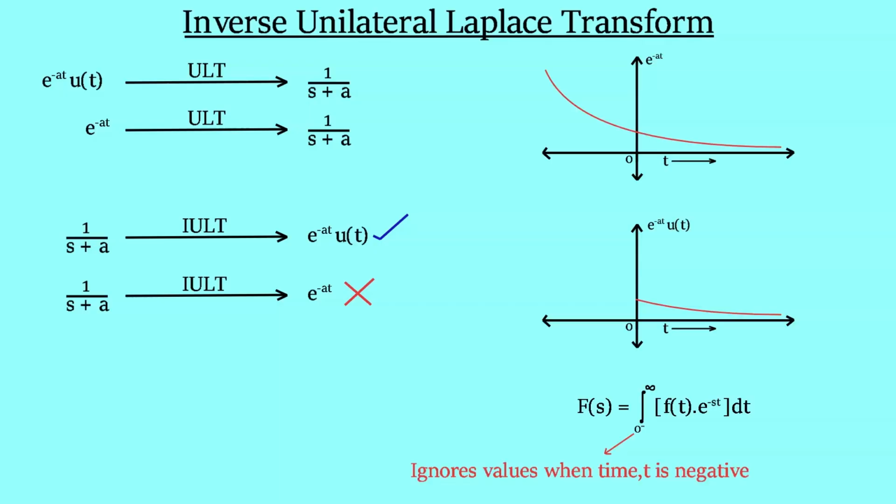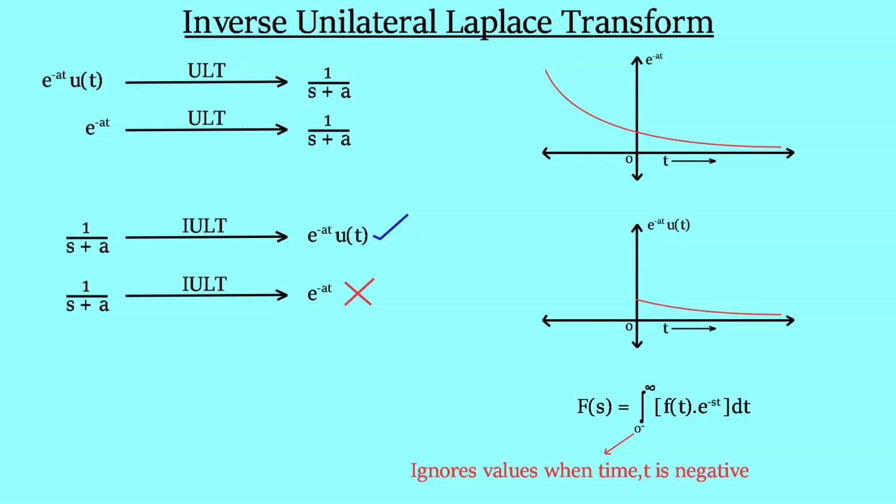This is because if you look at the unilateral Laplace transform operator, you can clearly say that it integrates the time signal from t equal to 0 onwards. It simply ignores all the values before time t equal to 0. And since the operator has itself nullified all the values before t equal to 0, there is no way we can determine the behavior of the signal before time t equal to 0 by using the inverse unilateral Laplace transform.